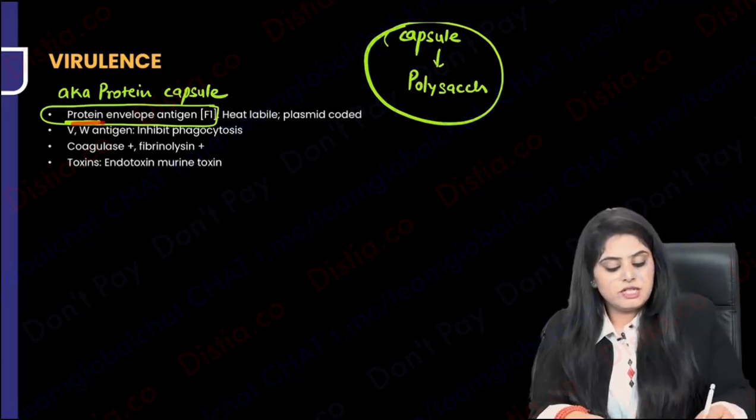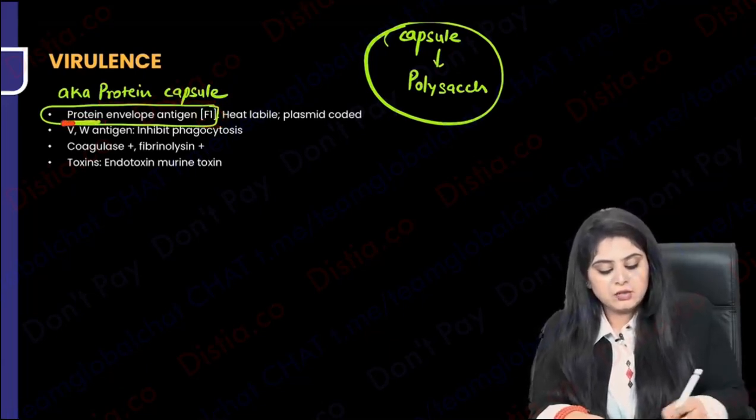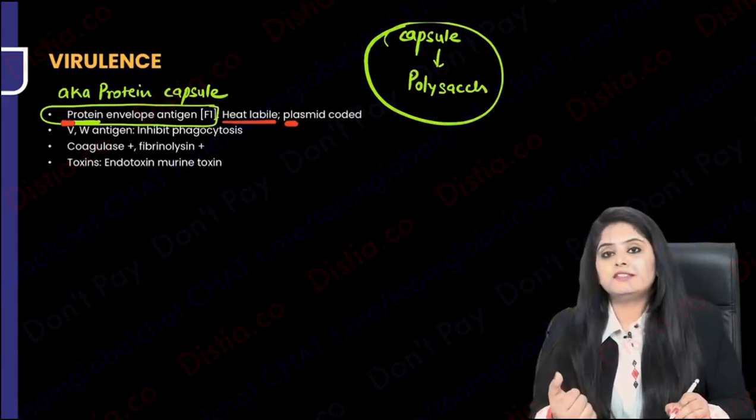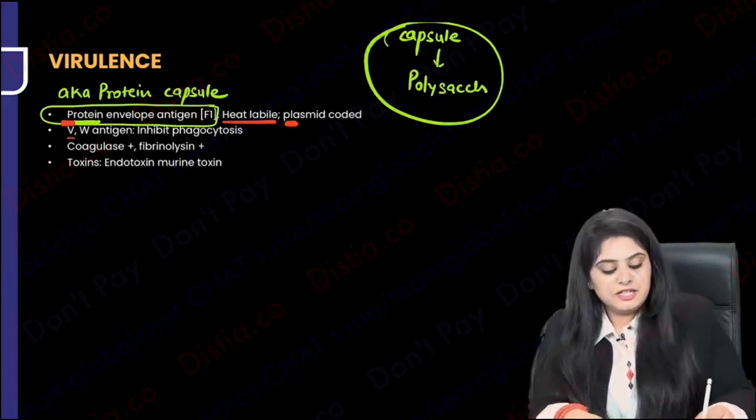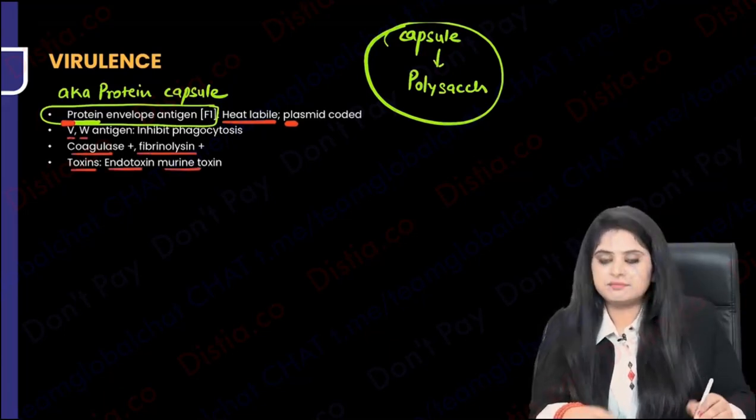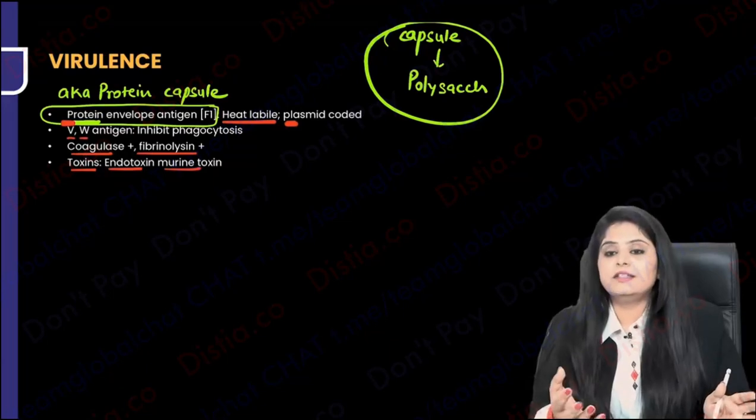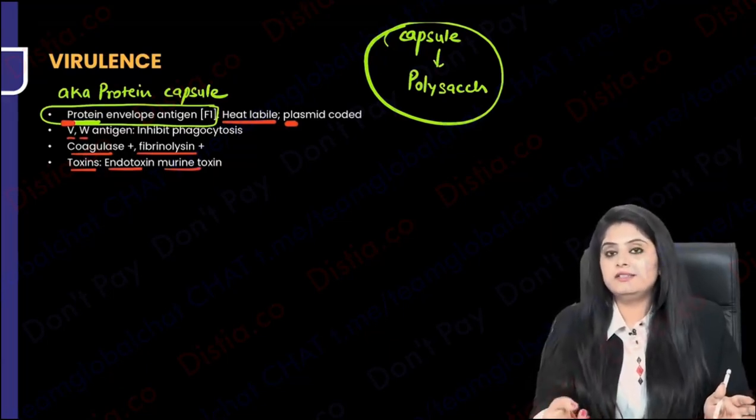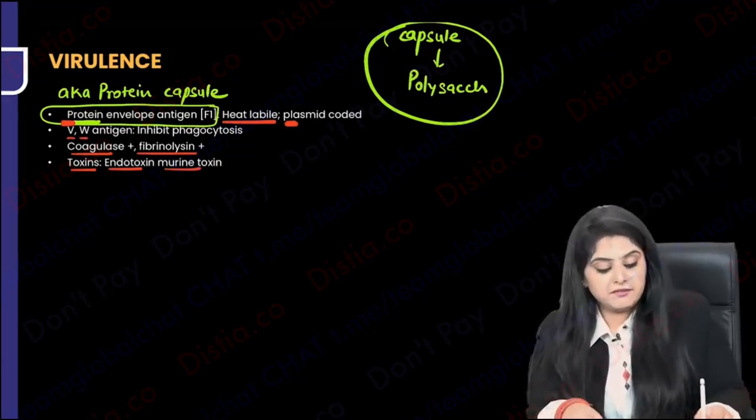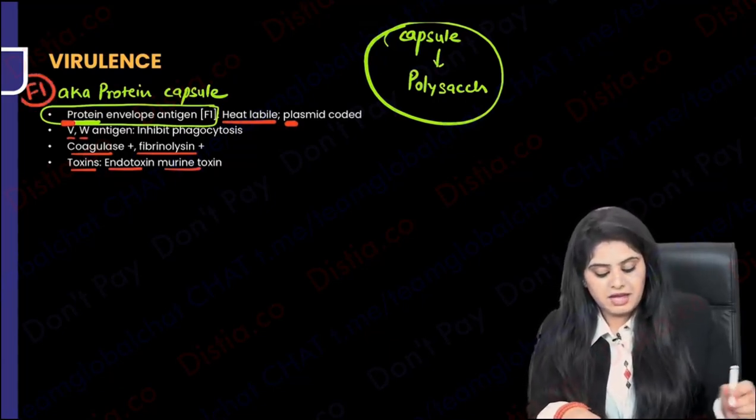So please note that the protein capsule is the F1 capsule, and since it is a protein, it is plasmid coded and it is heat labile. I will be using this in the vaccine in a while. Other than that, it has VW antigens, coagulase, fibrinolysins, it has toxins. Again, as I said, this is there in every bacteria. If you can learn the enzymes and the toxins, very good. But the F1 protein capsule or envelope, you have to know.